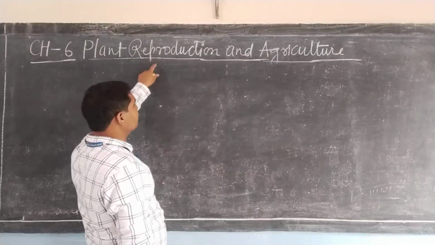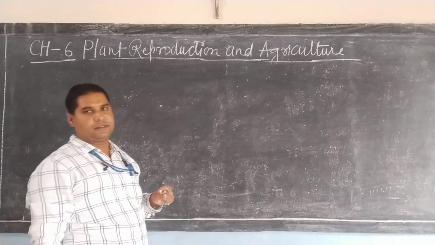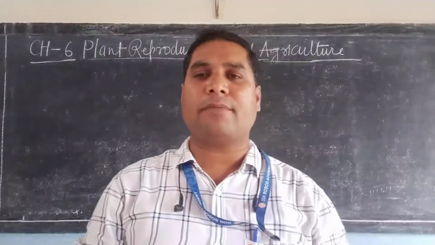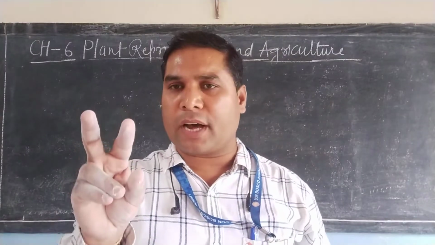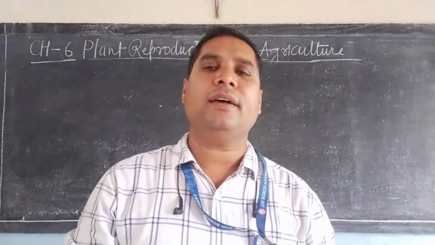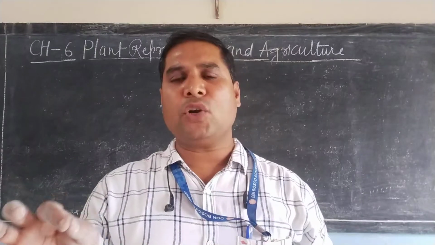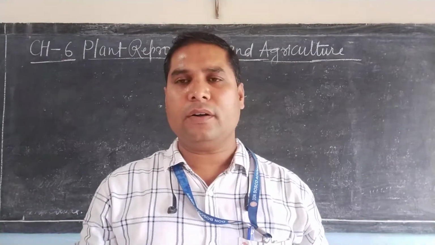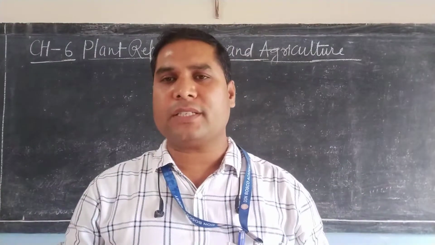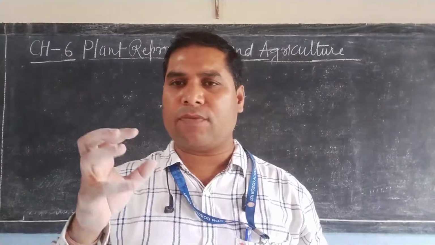Plant Reproduction and Agriculture. Dear student, in the previous topic in chapter 5, I explained to you about the types of plants. Plants are basically of two types, flowering and non-flowering. The plant which bears flowers is known as a flowering plant and which does not bear flowers is known as non-flowering. So I am going to explain about the flowering plant.